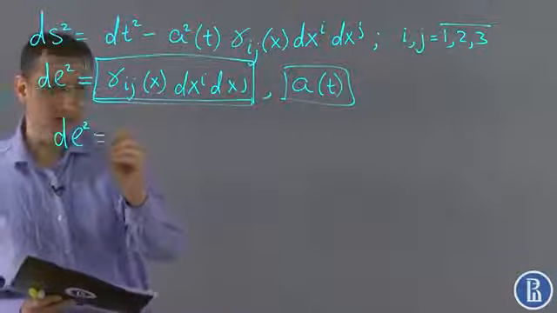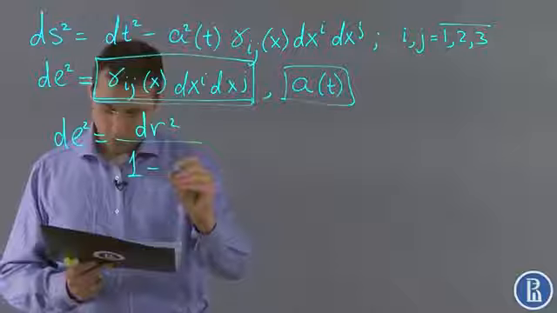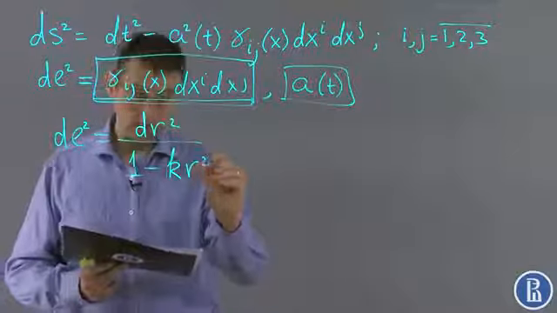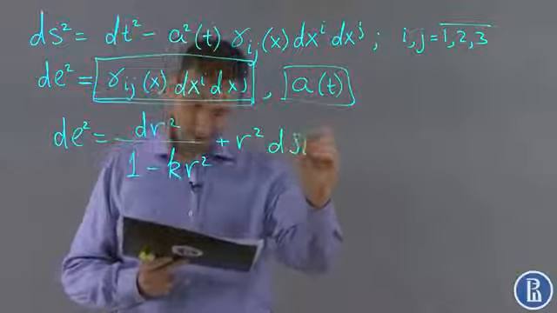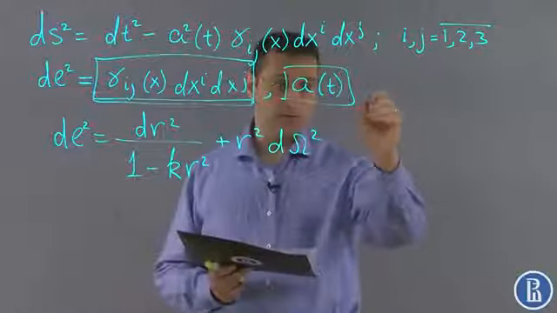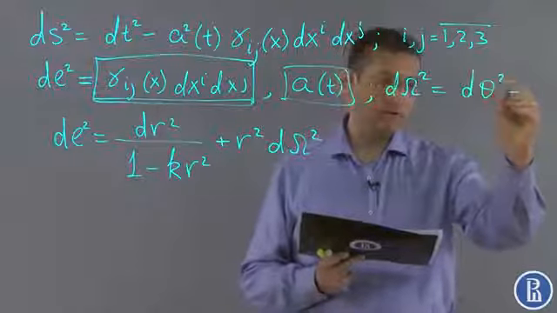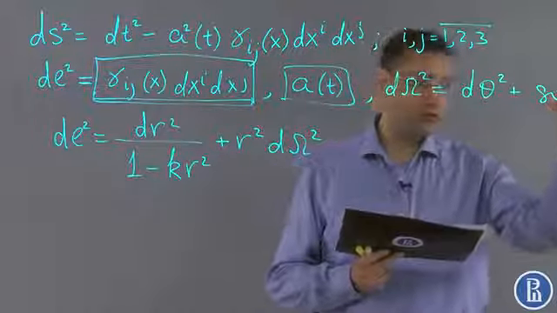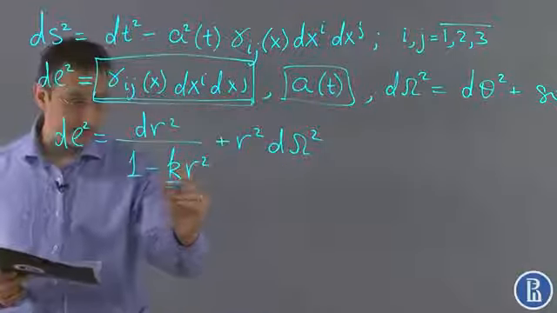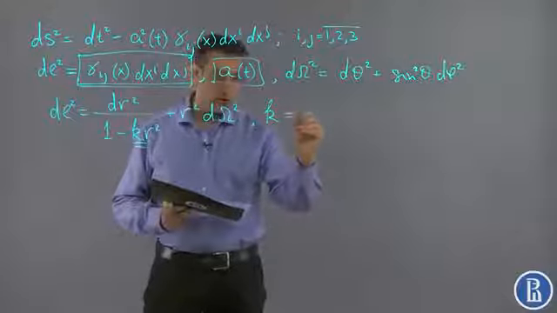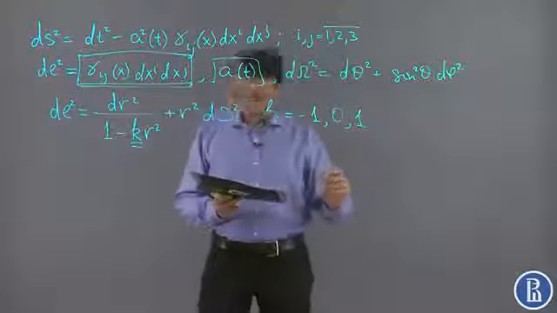So we can write this metric in the following form, dr squared over 1 minus k r squared plus r squared d omega squared, where, as usual, d omega squared is the metric on the unit two-dimensional sphere, so it has this form, d theta squared plus sine squared theta d phi squared. And there are three options for this parameter k. k can be equal to either -1, 0, or 1. So these three cases we're going to discuss now.